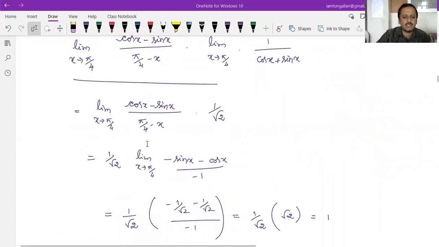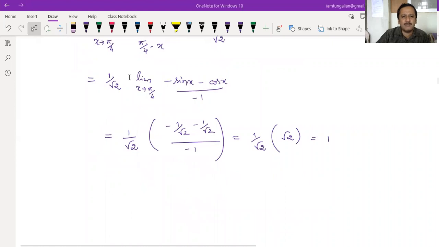The last 3 steps. Okay. So here, if I apply the limit, this is 0 by 0. So use L'Hospital's rule. Derivative of cos x is minus sin x. Derivative of minus sin x is minus cos x. Derivative of pi by 4 minus x is minus 1. Apply the limit as x tends to pi by 4. Then simplify. You will get the answer.